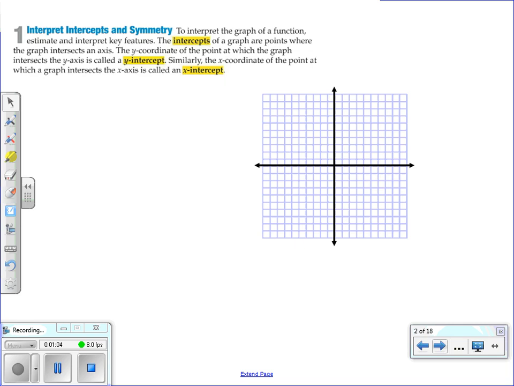Okay, so you can interpret the graph of a function. You can estimate and interpret, we can look at some key features. We can look at the intercepts of a graph. So say we have a graph that looks like this. We can look at where it intercepts the y-axis. So this would be the y-intercept, right? And where it intercepts the x-axis, which would be called the x-intercept.